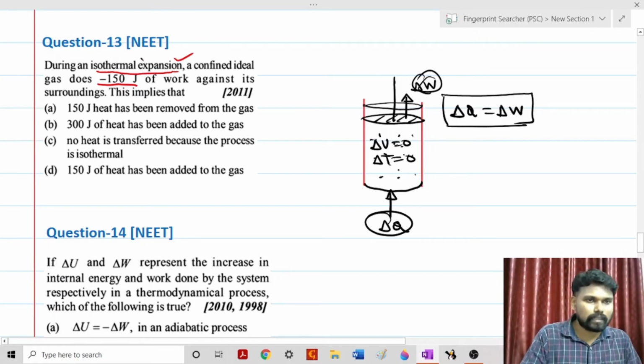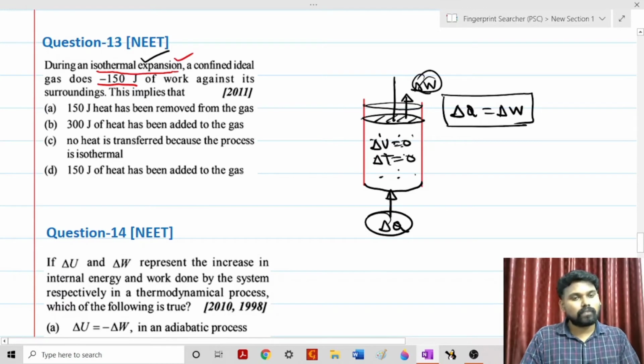So here the system does some work, or it expands. That means a work is done by the system, so it should absorb heat from the surroundings. The same amount of heat should be absorbed from the surroundings. So 150 joule of heat has been added to the gas. From where? From the surroundings. 150 joule of heat is added to the gas from the surroundings. That means the system absorbs that much amount of heat. So this is the correct option.